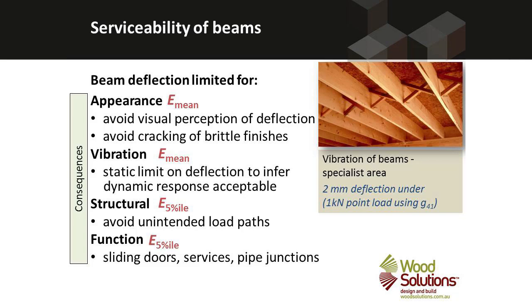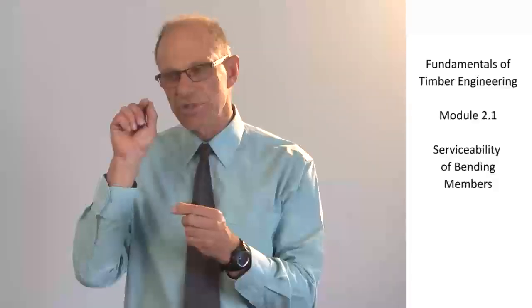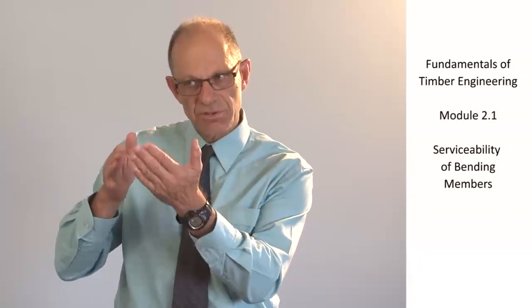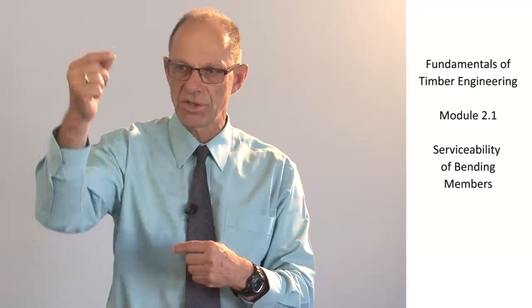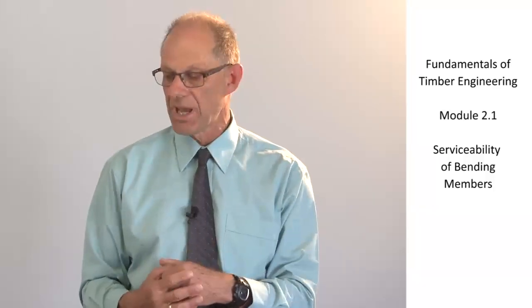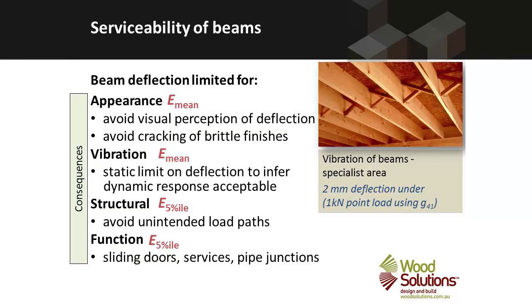So, serviceability of beams. The beam deflection can be limited for a number of different reasons. It could be appearance. Sometimes looking along a structure, you'll look along a sight line, and if the structure is deflecting too much, you will see a curve in that sight line, and the architect will want to avoid that. So there will be an appearance limit. Other times we'll be interested in how bouncy a floor is. So often floors are limited by vibration deflection limits.